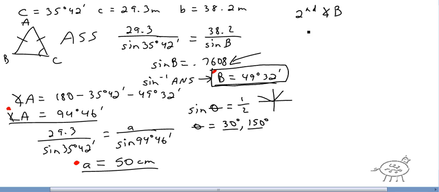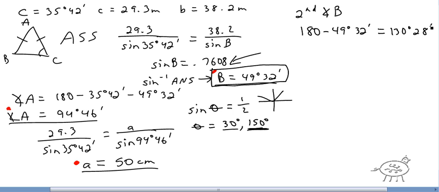Our second angle B is going to be 180 degrees minus the first, like this right here. Finding this 150, I did 180 minus 30. So we're going to do 180 minus 49 degrees 32 minutes. And that gives us 130 degrees, 28 minutes. Okay, that's the other possible value of B.